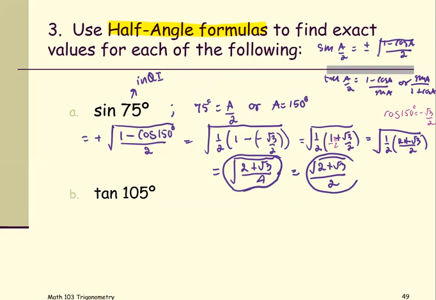The next part is the tangent of 105 degrees. So we're going to see 105 degrees as an angle divided by 2. That means A is 210 degrees, and 210 is in the third quadrant. 105 degrees is in the second quadrant.